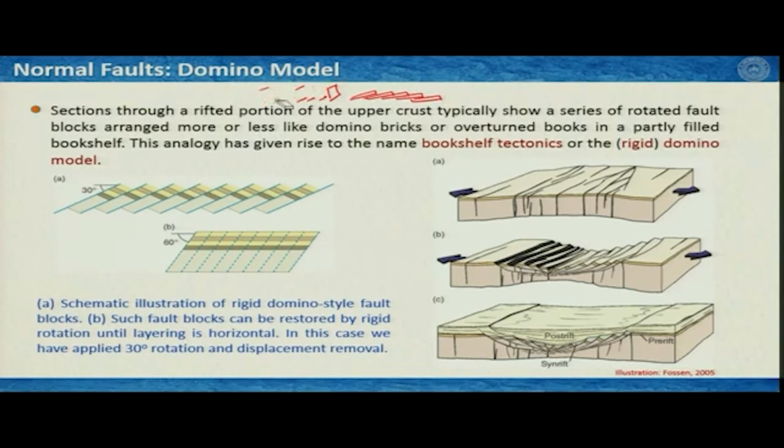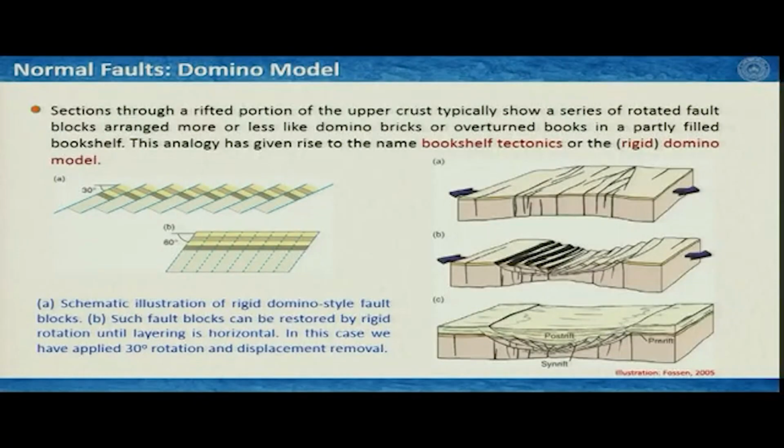So, sections through a rifted portion of the upper crust typically show a series of rotated faults. That means you are having normal faults one after another, and the fault blocks are arranged more or less like the domino bricks or overturned books in a partly filled bookshelf. This analogy has given rise to the name bookshelf tectonics or the rigid domino model.